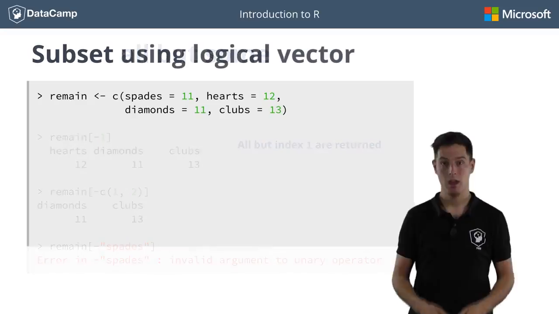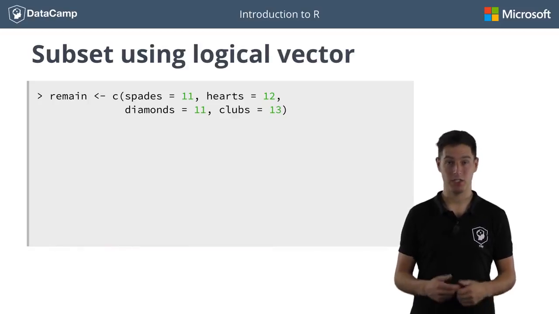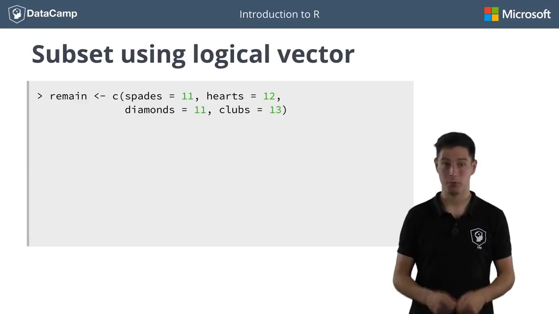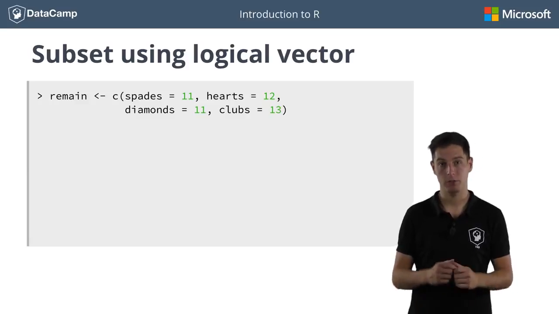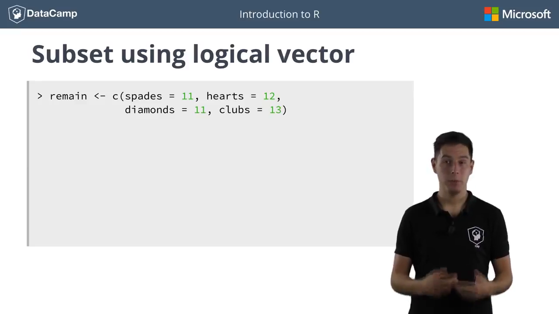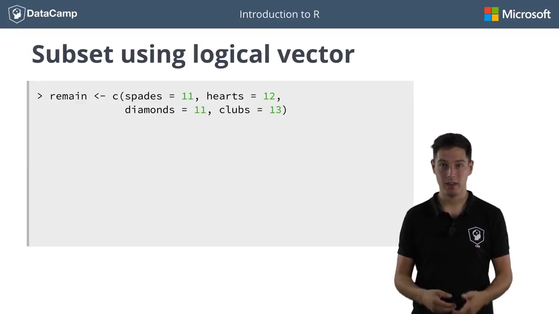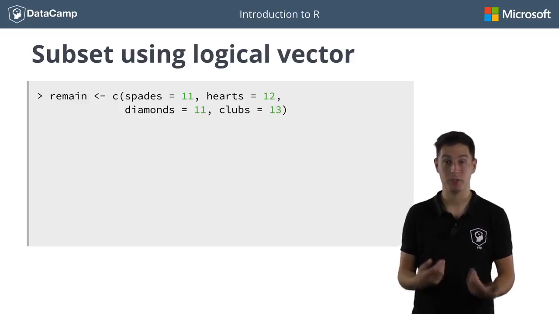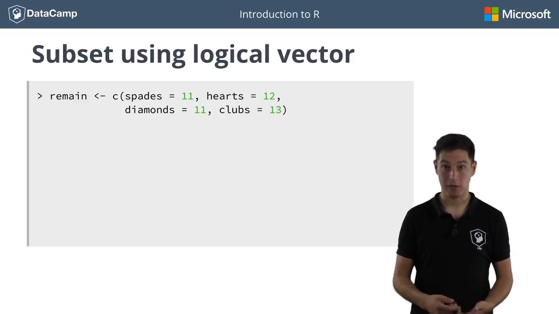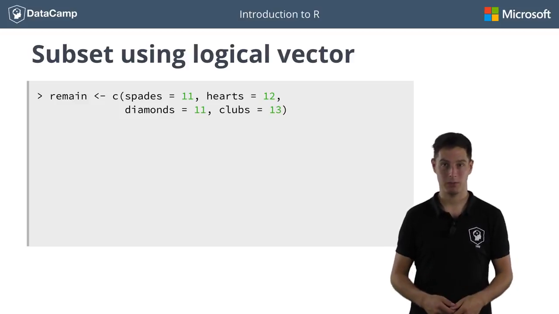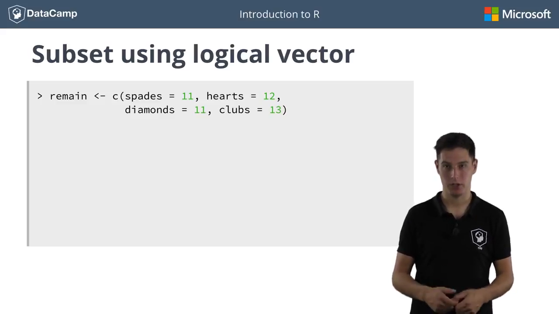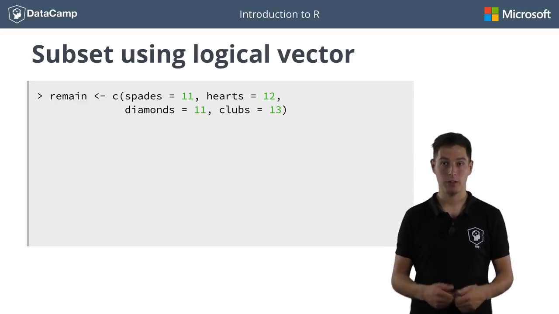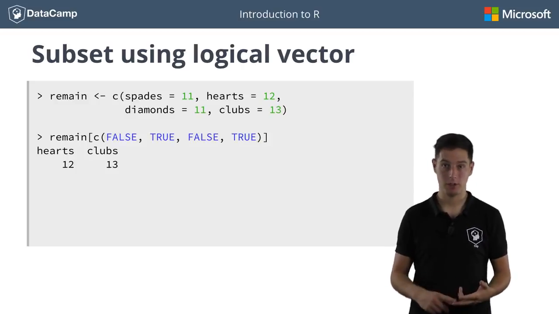Before I unleash you to the last set of exercises of this chapter, I want to talk about one last way to perform vector subsetting, using a logical vector. To do this, you typically use a logical vector that has the same length as the vector you try to subset. The elements for which the corresponding value in the selecting vector is true will be kept in the subset. The vector elements that correspond to false will not be kept. Let's try to select the second and fourth element from the remain vector using a logical vector. To this end, we construct a vector containing false, true, false, and true, and put it inside the square brackets.